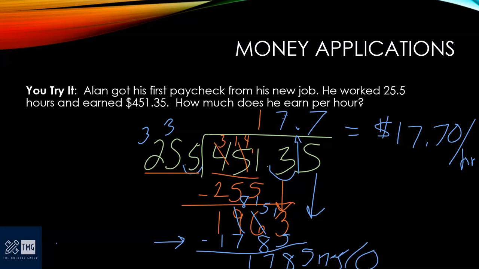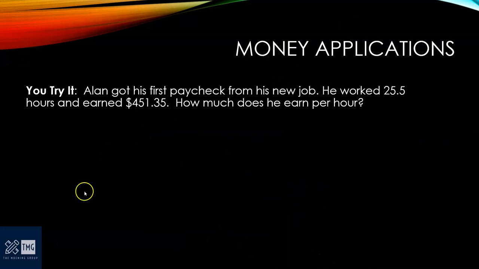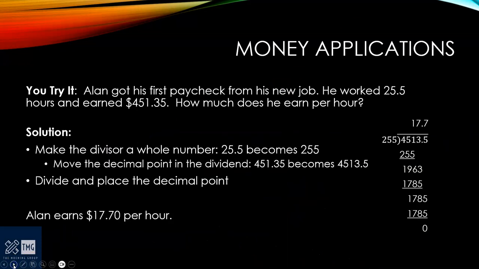So let's see this drawn a little bit nicer. We need to make that 25.5 whole, moving the decimal 1 place over underneath as well. Move the decimal straight up, divide as you normally would, and we end up with $17.70 per hour for Alan's new job.